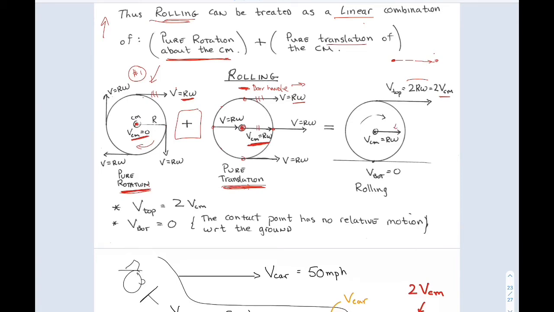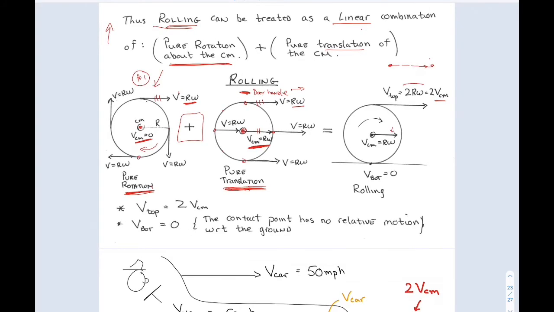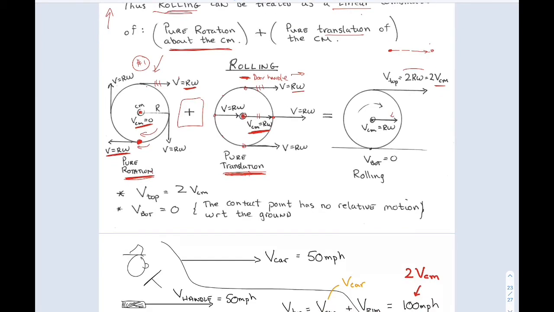Now the bottom is kind of interesting. The contact point, where the tire touches the ground, is headed to the left with velocity r omega because it's rotating. But the bottom of the wheel is also headed to the right with the same speed as the door handle and the rest of the car.